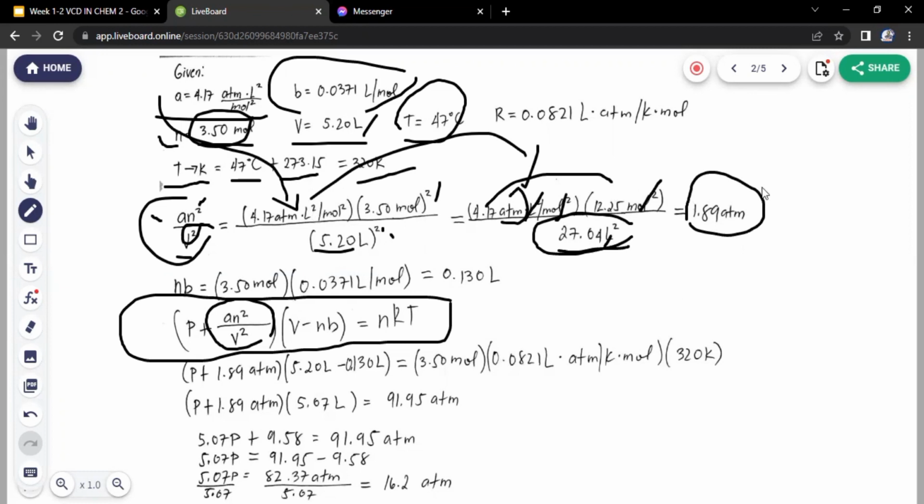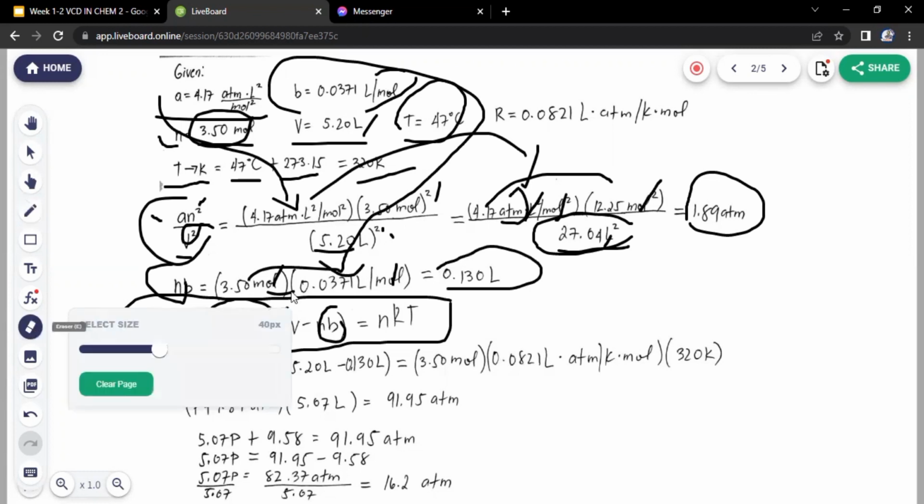And then the next thing that you need to do is find the nB, mole divided by the value of your b. The value of your mole is again 3.50 mole from the given, and the value of your b is 0.371 liters per mole. Multiplying that, you have to cancel the mole unit. You will be left with the liter unit, and then multiplying, you will have 0.130 liters. All right, and then you already have the values.